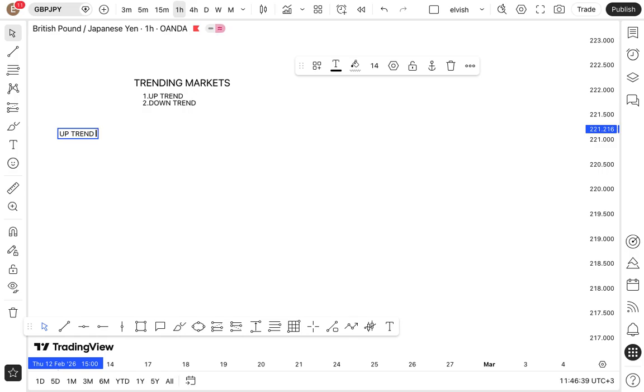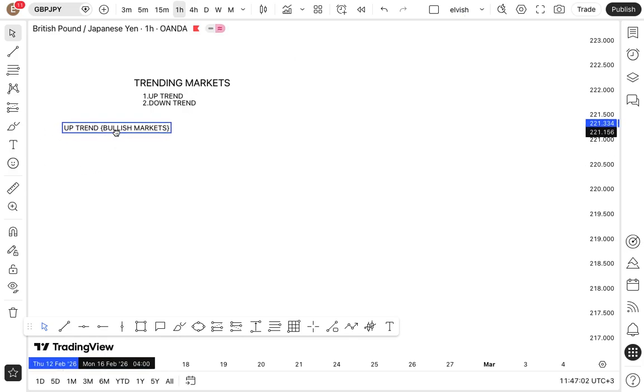Uptrend, okay, that's the uptrend. Or in two brackets, let me use shift here, then open my brackets, then call it the bullish markets. You can call them the bullish markets or the uptrends, okay? So don't confuse yourself. This is the uptrend, bullish markets.